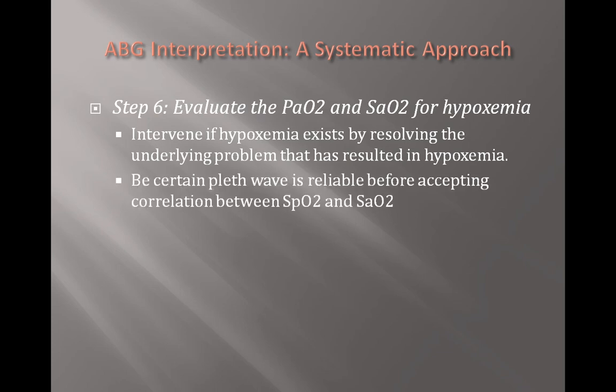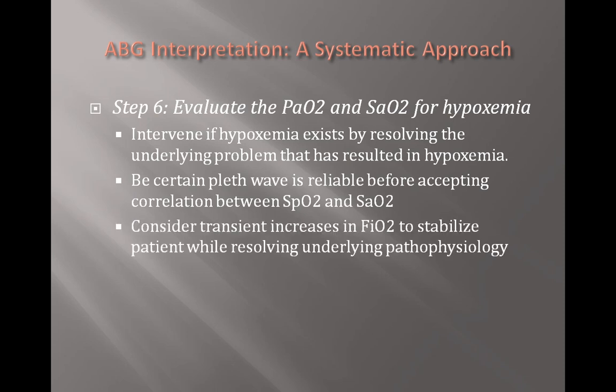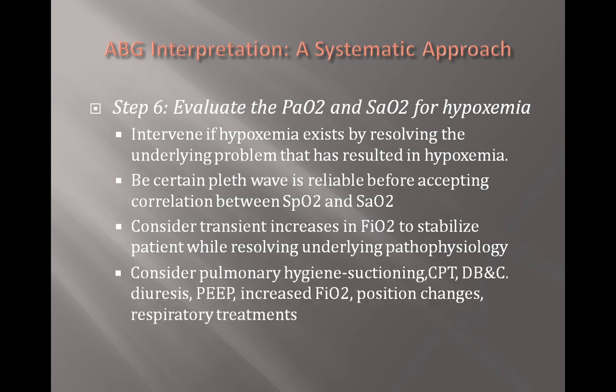On another side note, this may sound fairly simple, but I think it bears mentioning. Be certain that your external bedside monitoring devices are providing accurate information prior to accepting a correlation of your SaO2 and your SpO2 before you initiate treatment for hypoxemia. And as mentioned earlier, while you're searching for and treating the underlying cause of your patient's hypoxemia, you may need to increase the FiO2 transiently to maintain oxygenation.